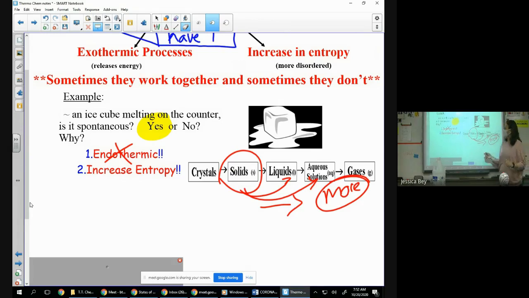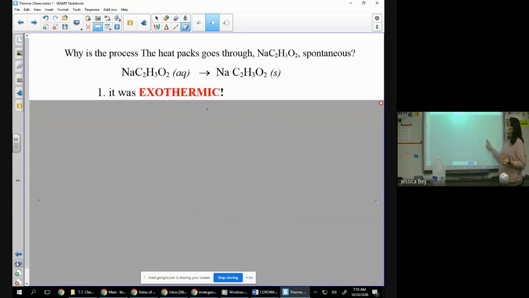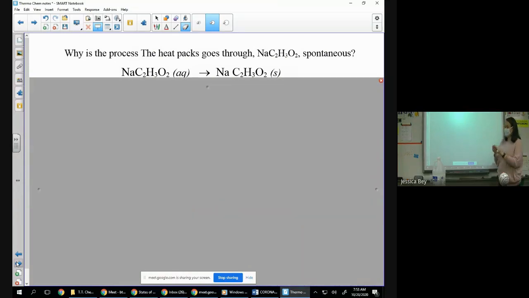Okay, let's try another one because these are nice and challenging. So this is the hot pack that I just did. Sodium acetate is NaC2H3O2. And I believe this is the one that is on your notes here. So the process the heat solution pack goes through, is it spontaneous? All I did was snap it and then the thing went on. Okay. So, whoopsies. Is it spontaneous? I thought that was going to be next. Yes, it is spontaneous. Woo.